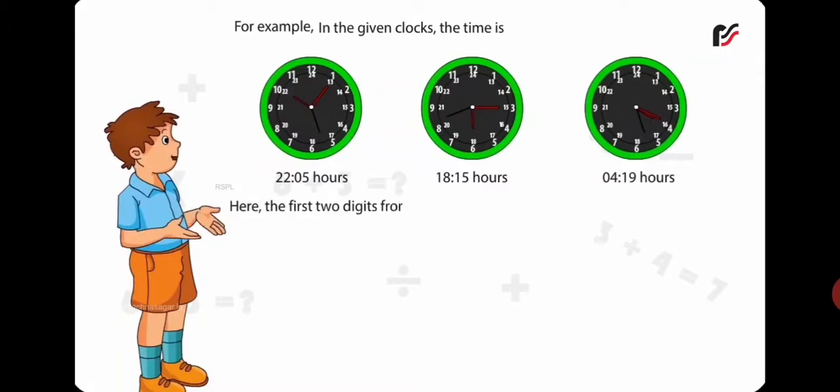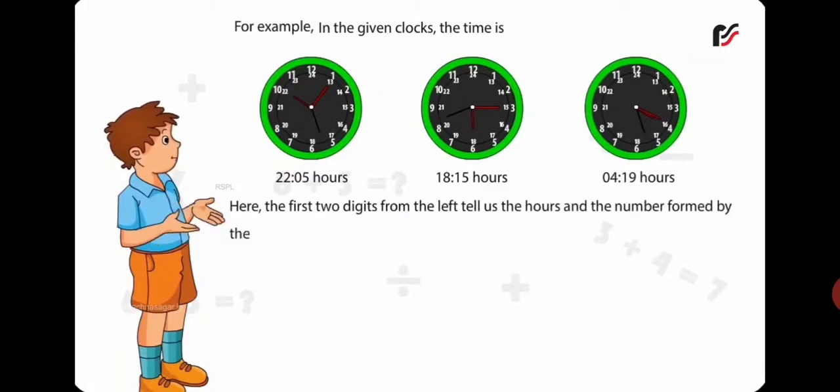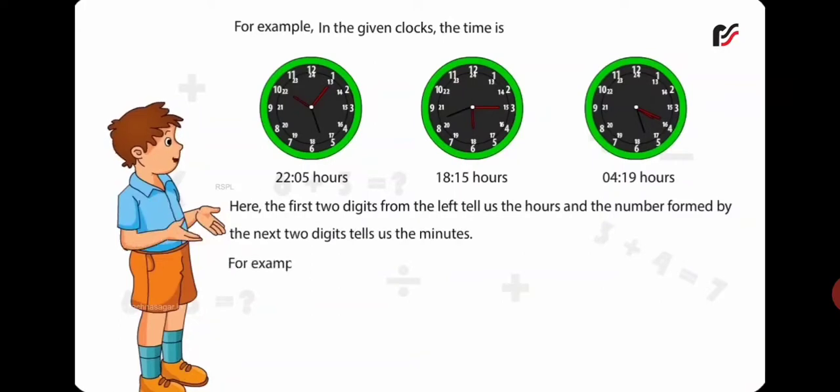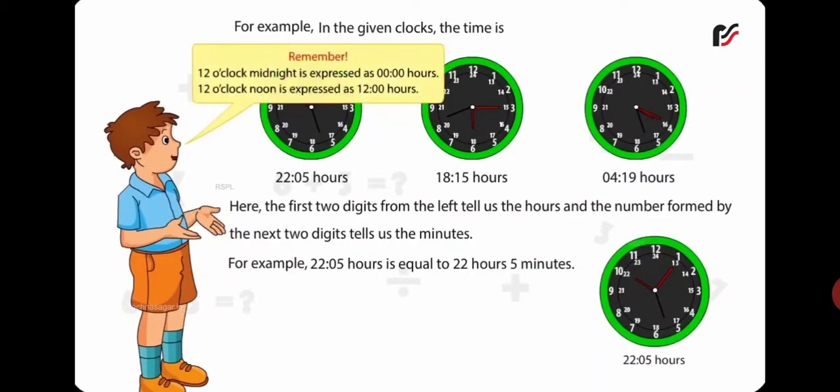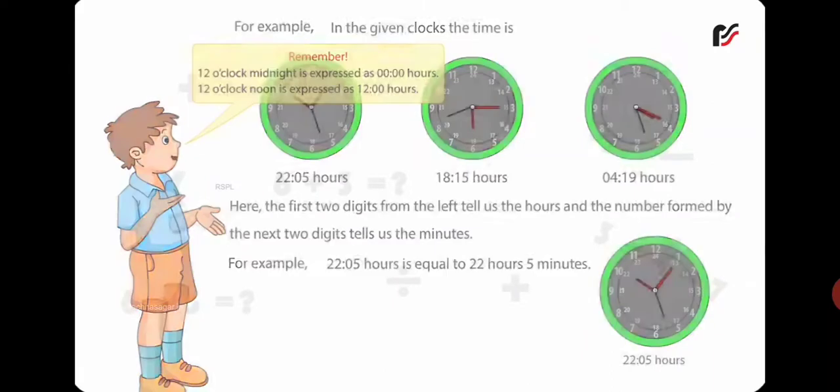Here, the first 2 digits from the left tell us the hours, and the next 2 digits tell us the minutes. For example, 22:05 hours is equal to 22 hours 5 minutes. Remember children, 12 o'clock midnight is expressed as 0000 hours and 12 o'clock noon is expressed as 12:00 hours.